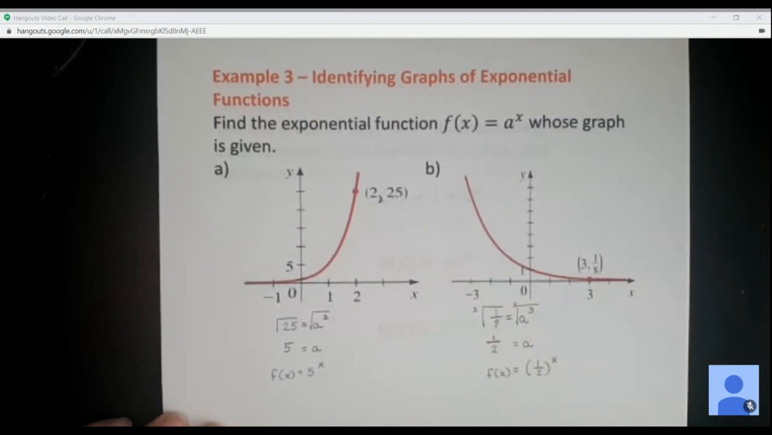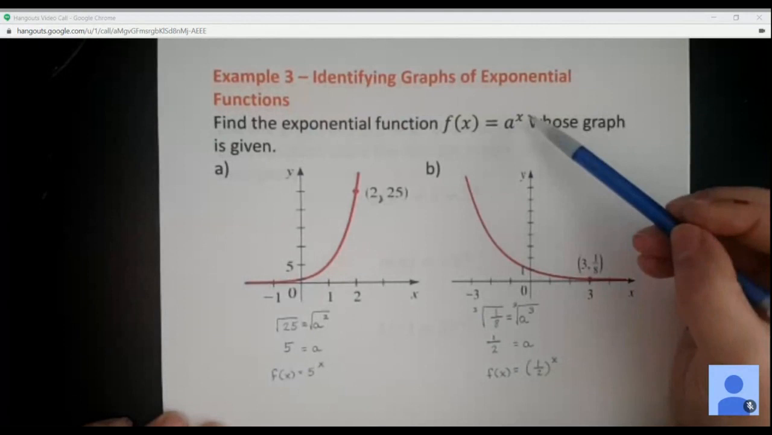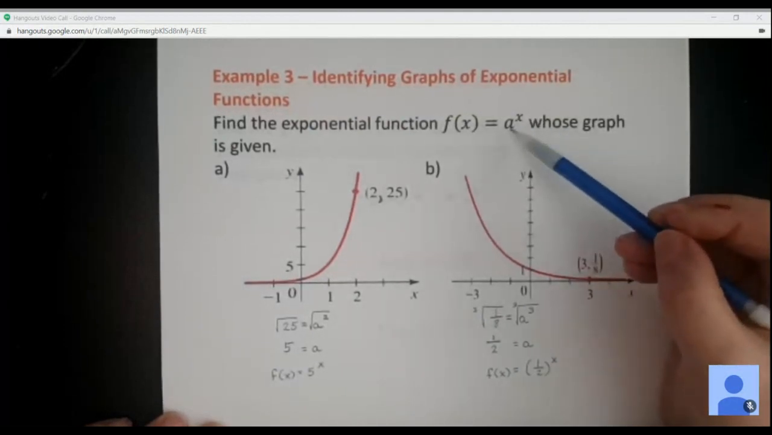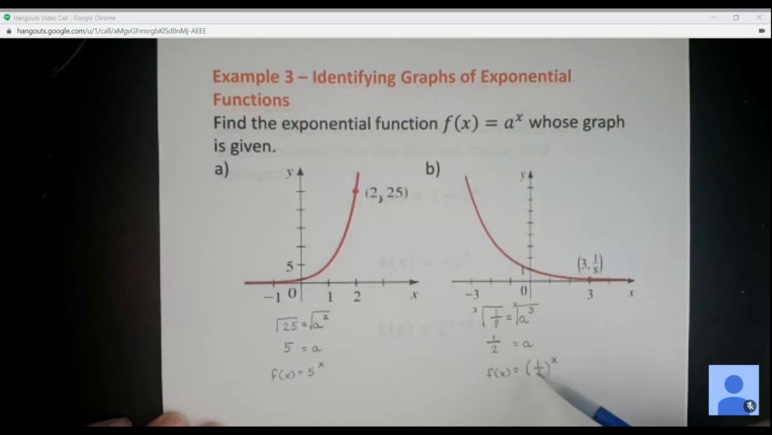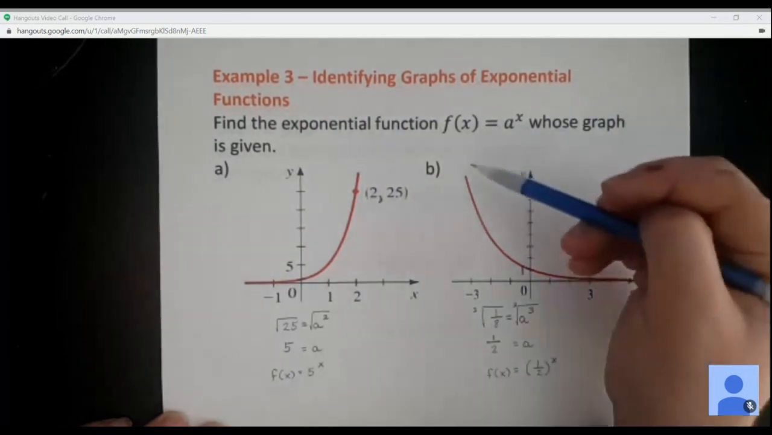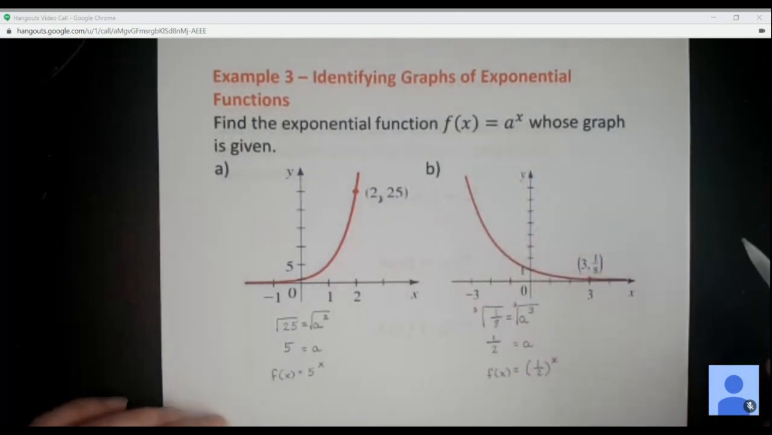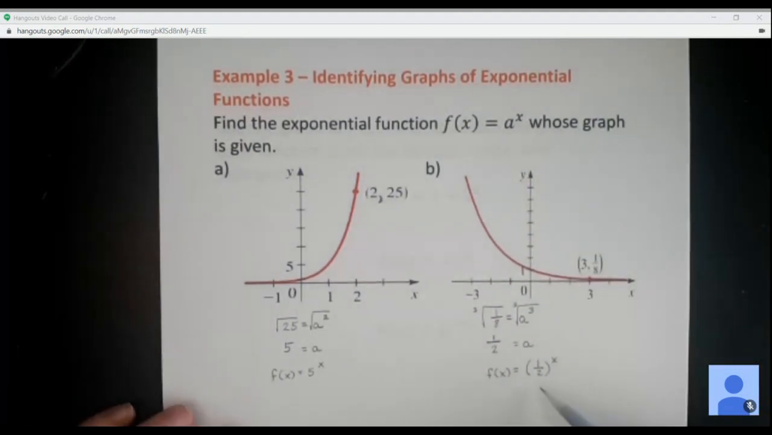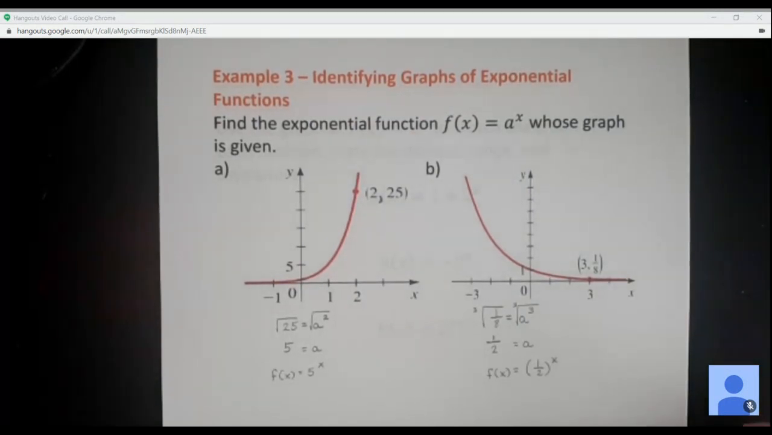So anytime you're given something like that where you're looking for the function itself, right? Plugging your y, plugging your x, solve for a. Once you know a, that gives you your base, and so it's just going to be that base to the x power. And in this case, right, we have an L-shaped curve, so that tells us that our base should be somewhere between 0 and 1. So getting a value of 1/2 makes sense this time. Any questions on that one now? All right.